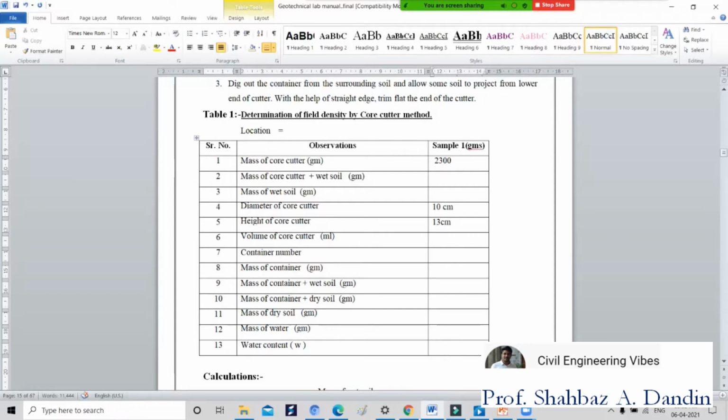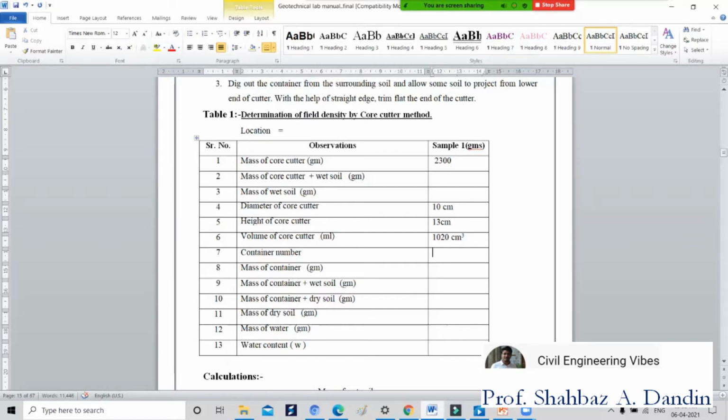The volume of the core cutter we can calculate by pi by 4 d squared into h, which comes to around 1020 centimeters cubed. Right, these are all the values we know at present.